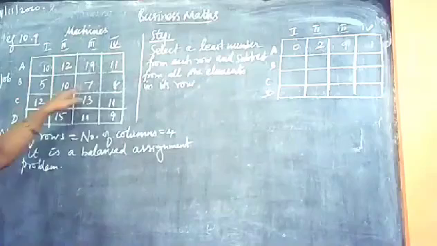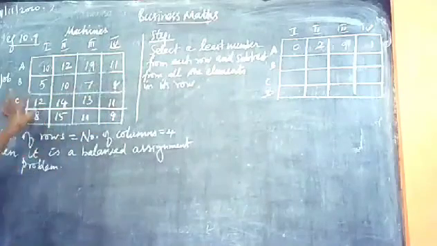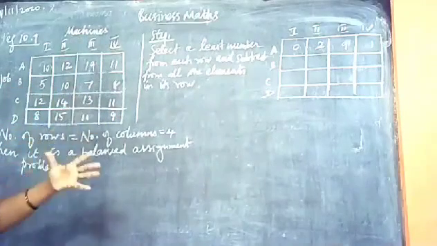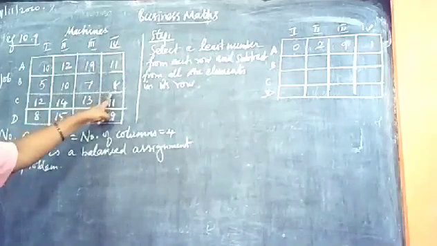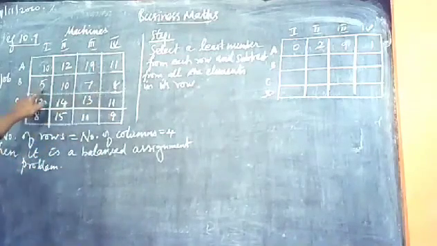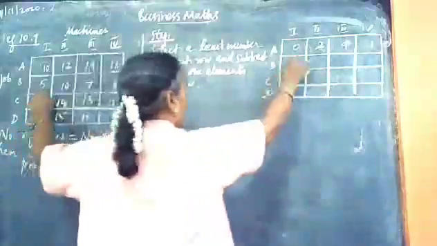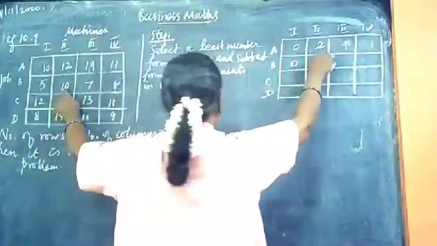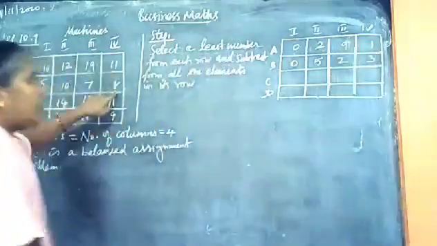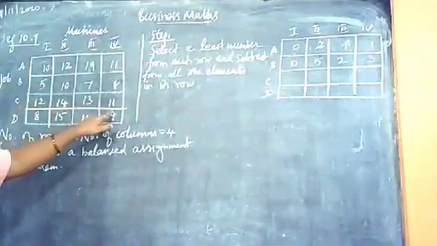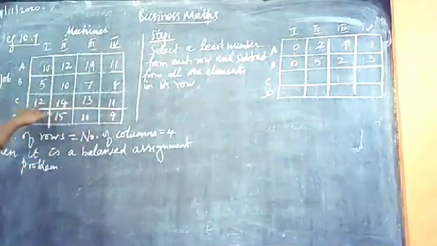Similarly, in all the rows, you are going to do the same work. But the least numbers differ from one row to another. Search the least number here. 5. Subtract: 5 minus 5, 0. 5 minus 10, 5. 5 minus 7, 2. 5 minus 8, 3. Similarly, search for the least number here. 11 is the least.